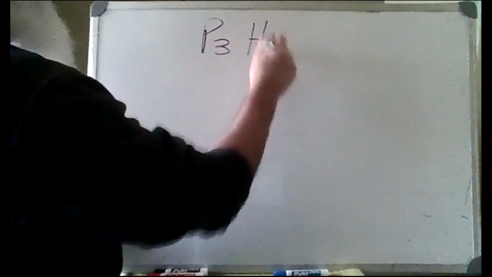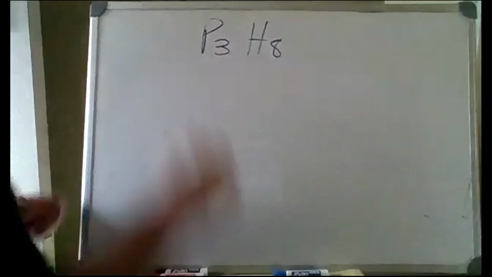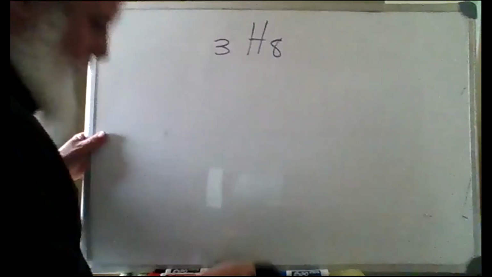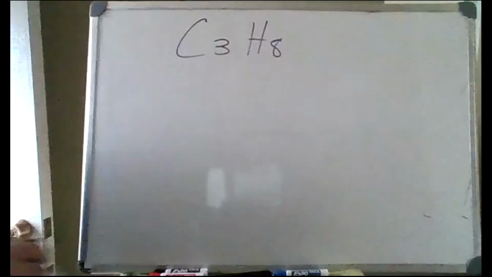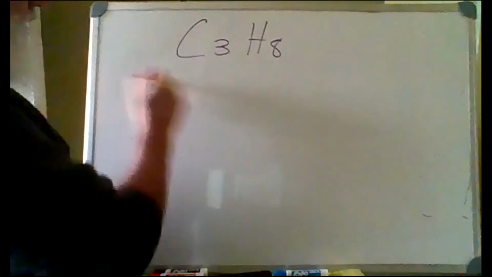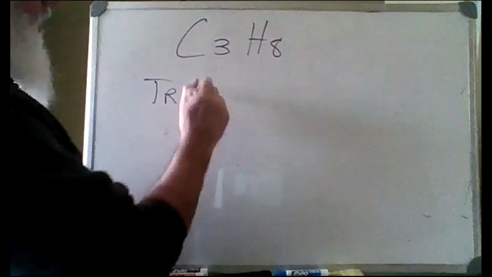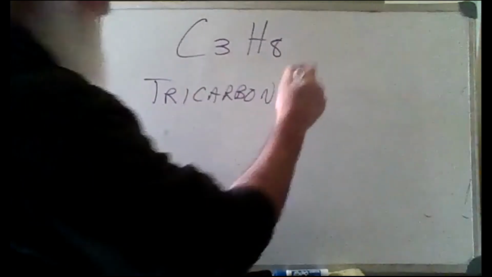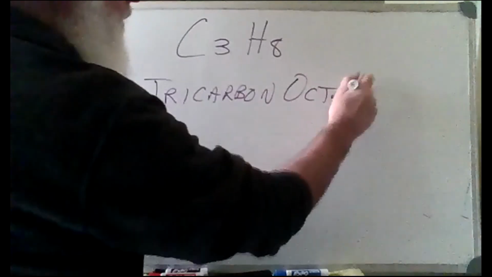Since it snowed here in Los Alamos last night, we're going to be turning on our propane stoves pretty soon. So propane is P3H8. C3H8, not P. I'm thinking P for propane. All right, so what would this be called? Well, 3 carbons is tricarbon, and 8 hydrogens is octahydride.